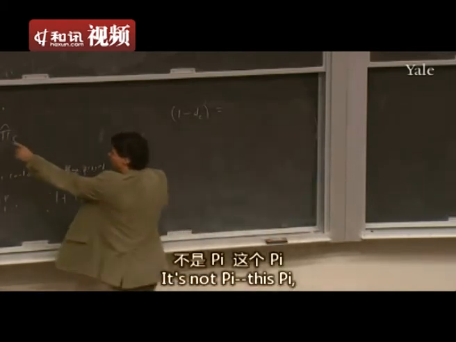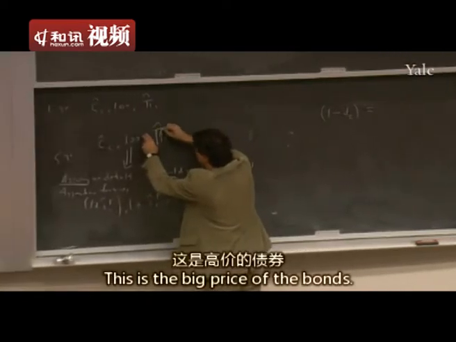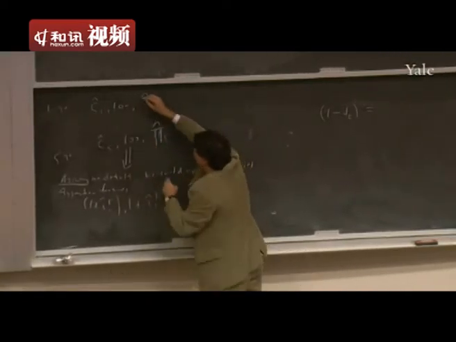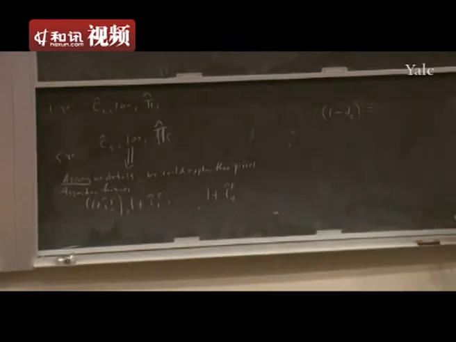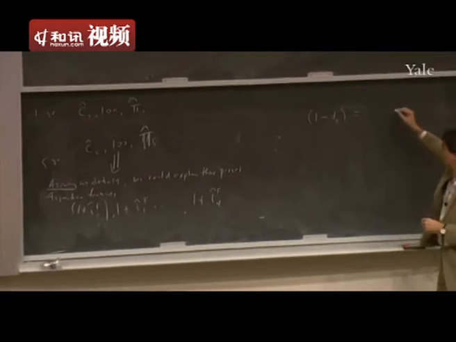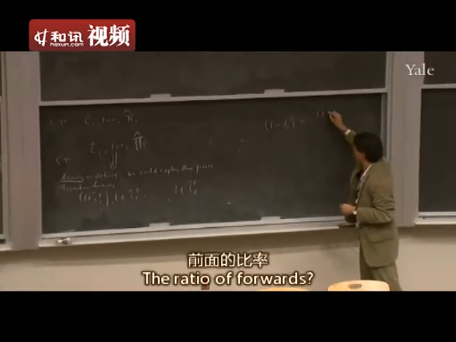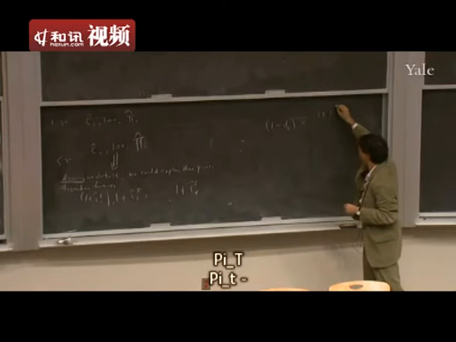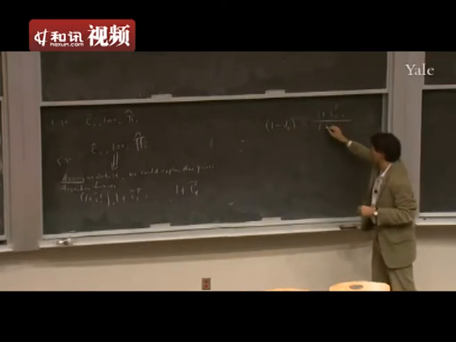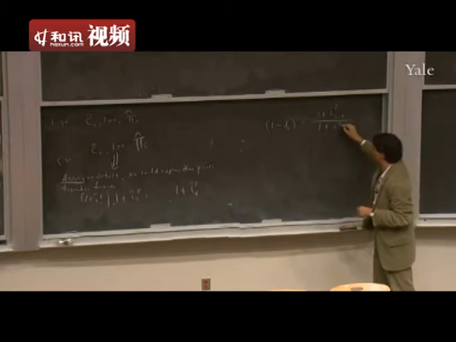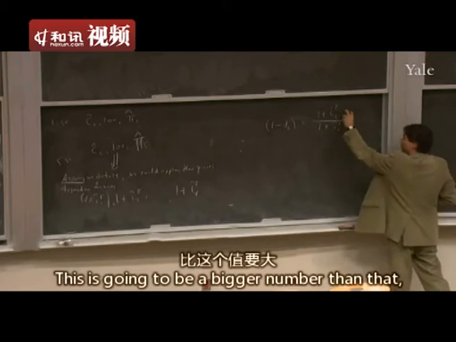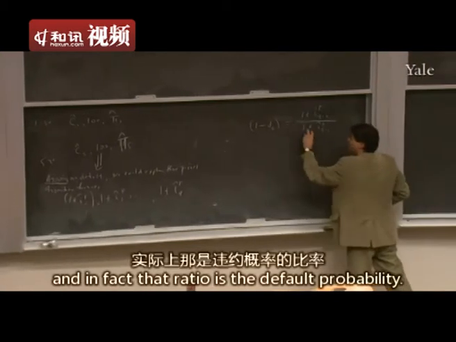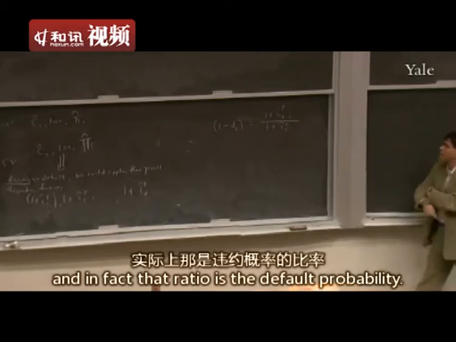It's not pi. This isn't the zero price. This is the big price of the bond. So it's not pi hat t over pi t. What is it, though? Okay, this is going to be a bigger number than that. And in fact, that ratio is the default probability.